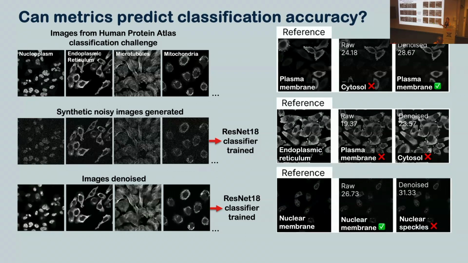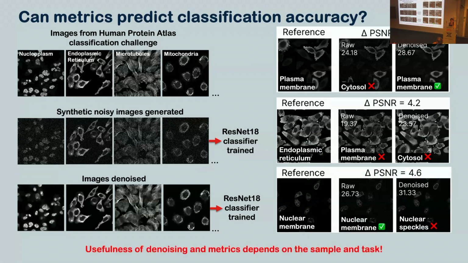So again, this is another problem where we just don't know if this will help or not. And do the quality metrics tell us anything? Not really. All these pairs of images have a change in PSNR of 4. Each of our denoised images is 4 dB better than the raw image. So it's really unclear. To really underline this, the usefulness of denoising and metrics depends on both the sample that you're looking at and the task you're performing.